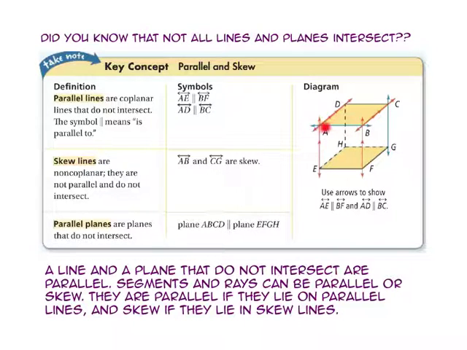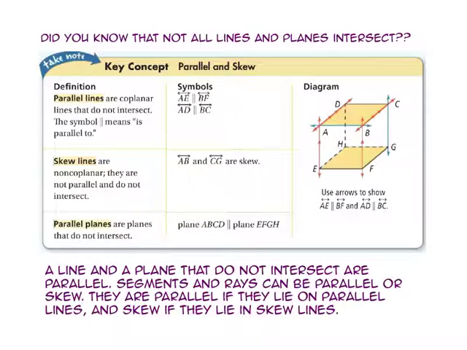Take a look at line AB and line CG. They are not on the same plane, but they do not intersect either. Parallel planes are planes that do not intersect. Take a look at plane ABCD and plane EFGH. Since these two planes will never intersect, they are parallel planes.